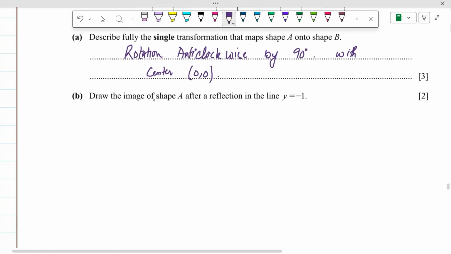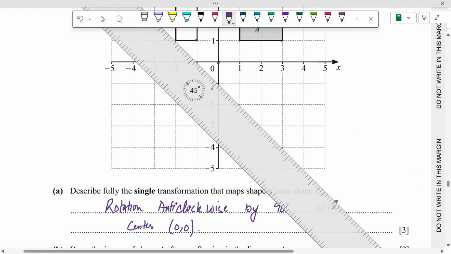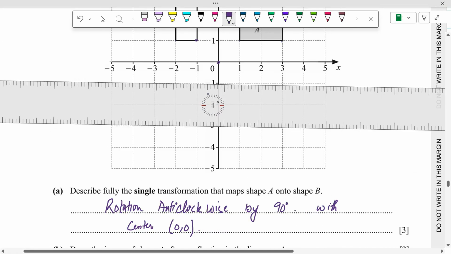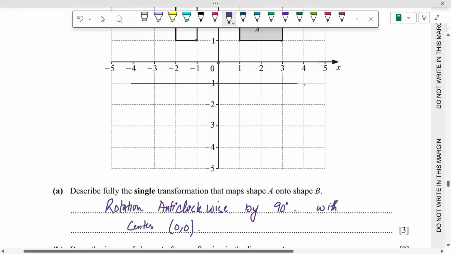Okay, draw an image of shape A after the reflection in the line y is equal to -1. First we draw the line. So this is -1. So this one is the line y is equal to -1.